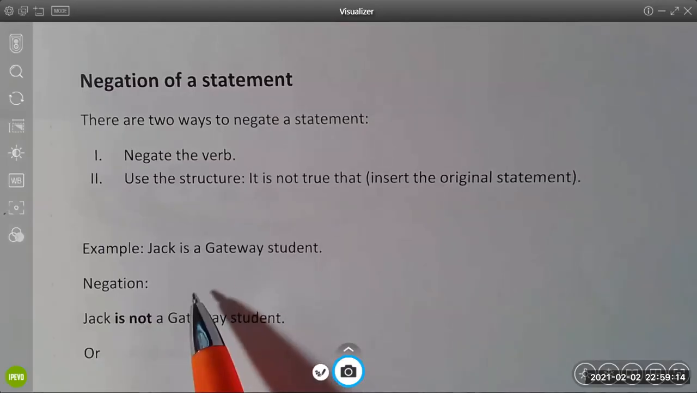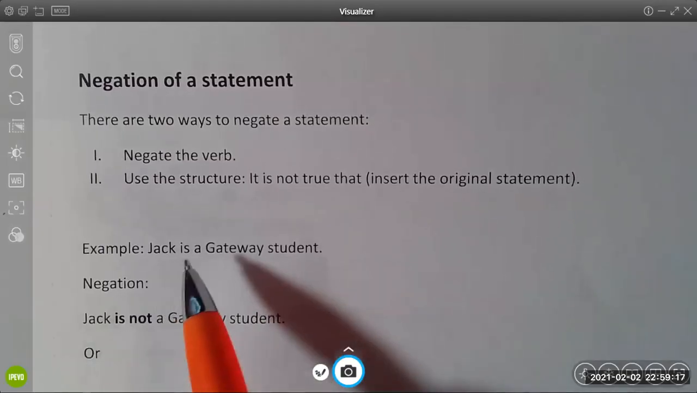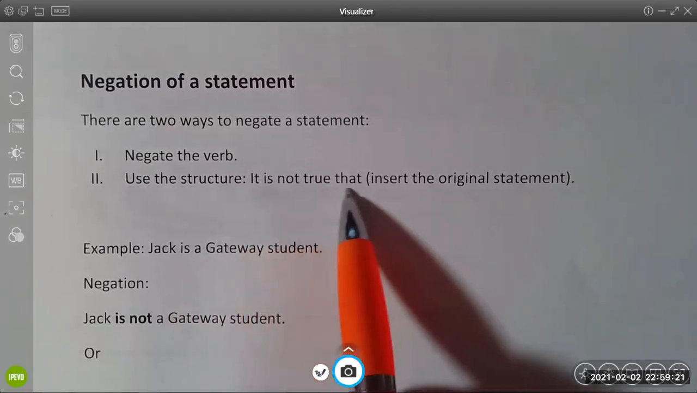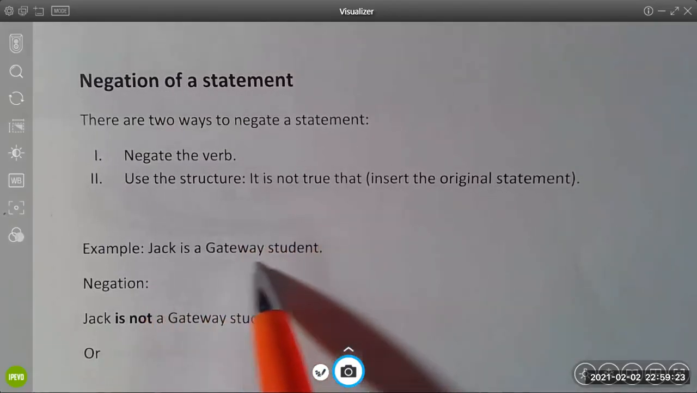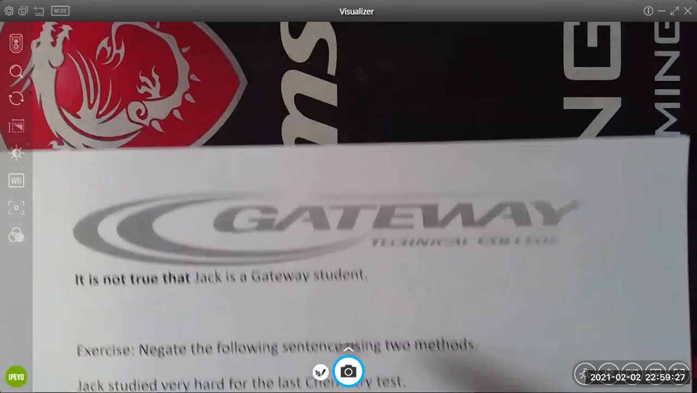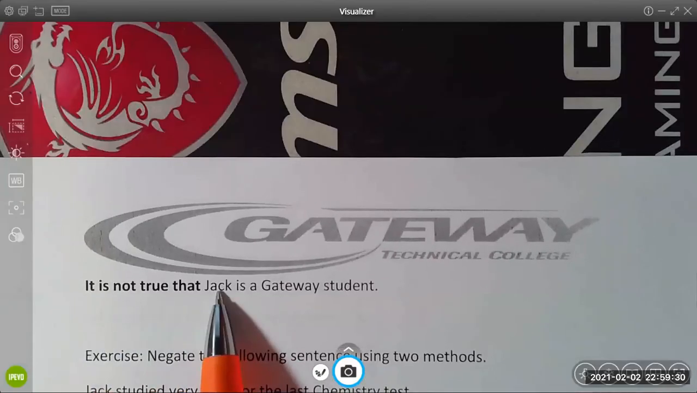So we just negate that. Or put "it is not true that" in front of the original statement. That's another way to make a negation. Say, it is not true that Jack is a gateway student. Just a different way to negate a statement.